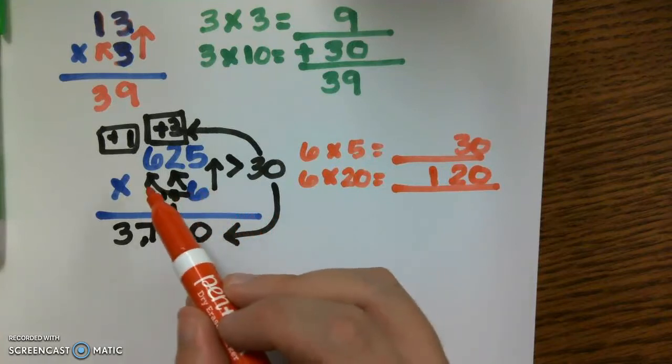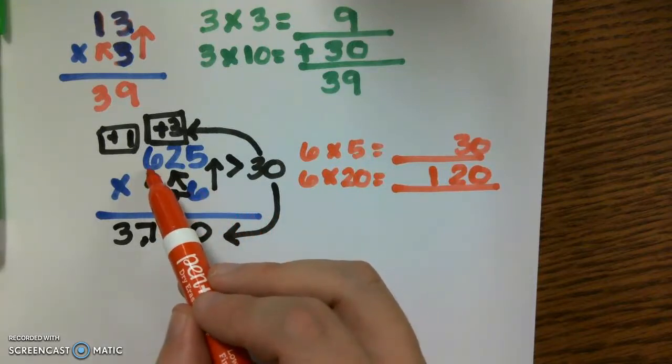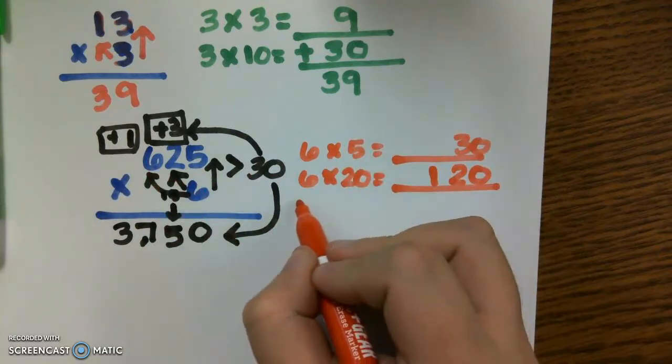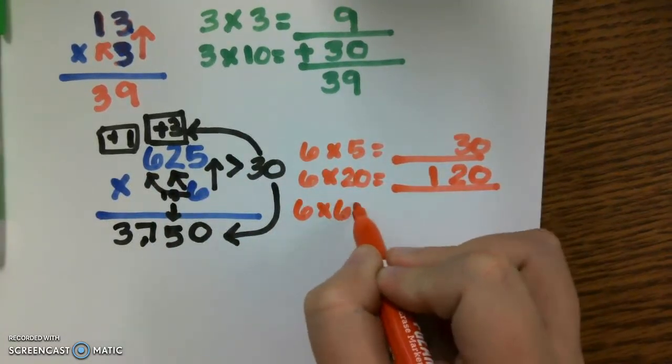Then I can do the same thing with the last 6. But look, I'm all the way over here now in the hundreds place. 6 times 600.